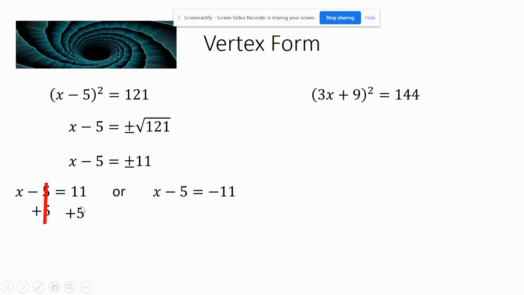I'm going to add 5 to both. Well, 11 plus 5 is 16, but negative 11 plus 5 is negative 6. So my answer to this equation is positive 16 and negative 6, two distinct answers.